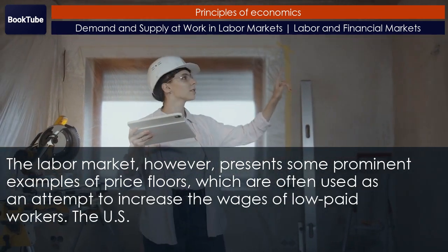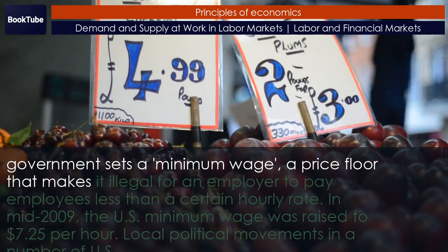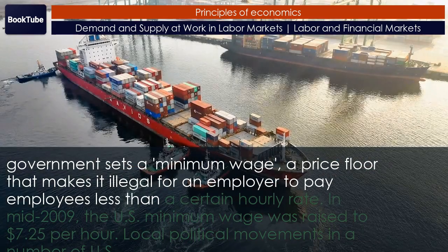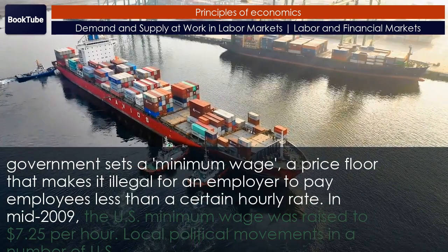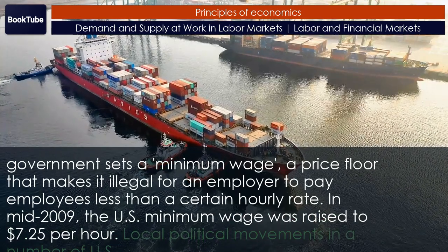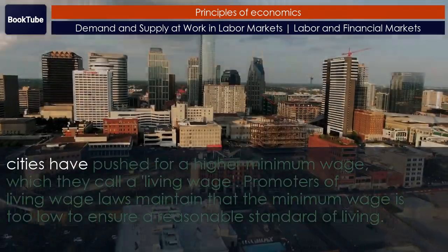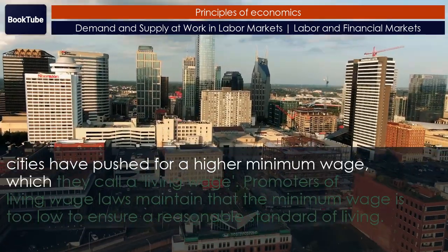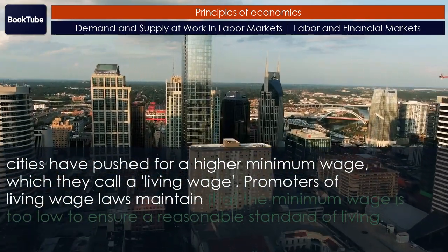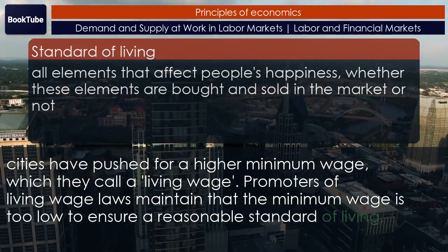The U.S. government sets a minimum wage, a price floor that makes it illegal for an employer to pay employees less than a certain hourly rate. In mid-2009, the U.S. minimum wage was raised to $7.25 per hour. Local political movements in a number of U.S. cities have pushed for a higher minimum wage, which they call a living wage. Promoters of living wage laws maintain that the minimum wage is too low to ensure a reasonable standard of living.